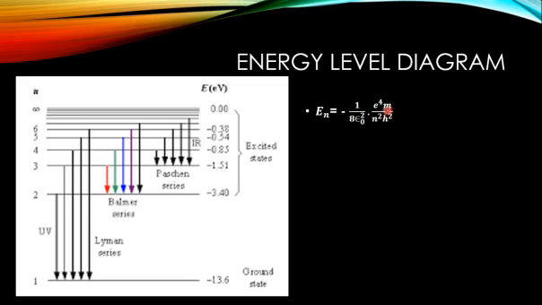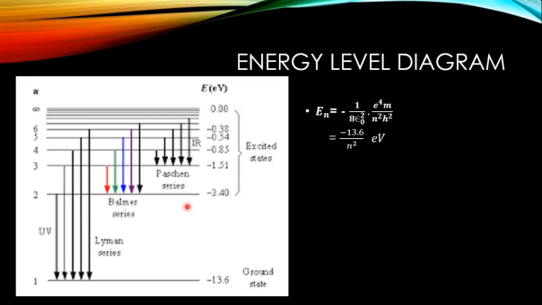Substituting all the constants, the only variable will be 1 by n square. So we will get it as minus 13.6 by n square in electron volt. For n equal to 1, the first orbit, the energy will be minus 13.6 electron volt. For n equal to 2, it would be minus 13.6 divided by 2 square, and so on.